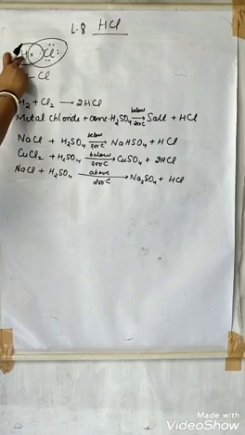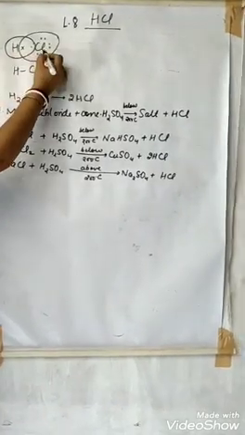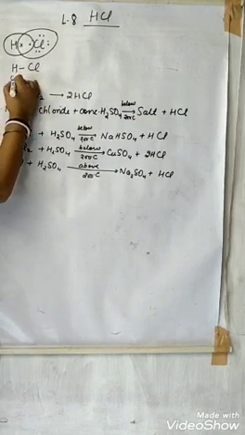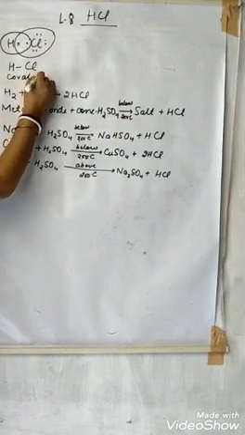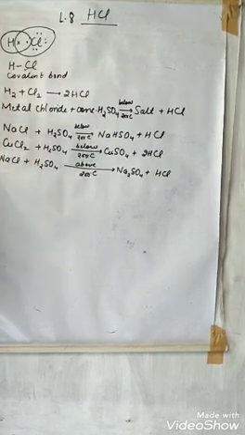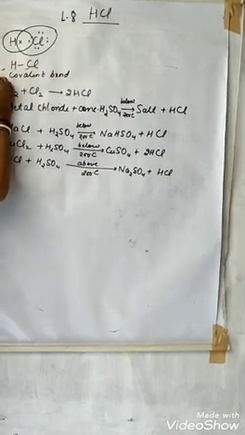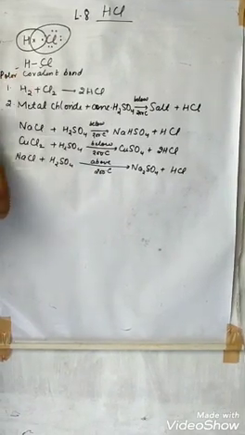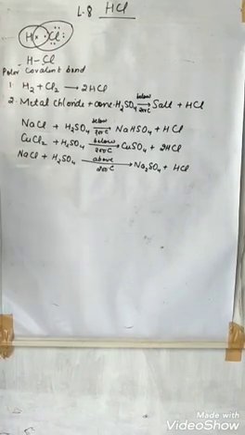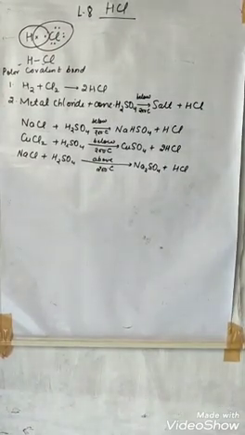As you all know, hydrogen has 1 electron in its outermost shell and chlorine has 7 electrons. So they are going to share their electron, and they are held together by a covalent bond. But the electronegativity of chlorine is much higher than that of hydrogen. That is why this type of bond is called a polar covalent bond. This we have done in our chapter number 2.